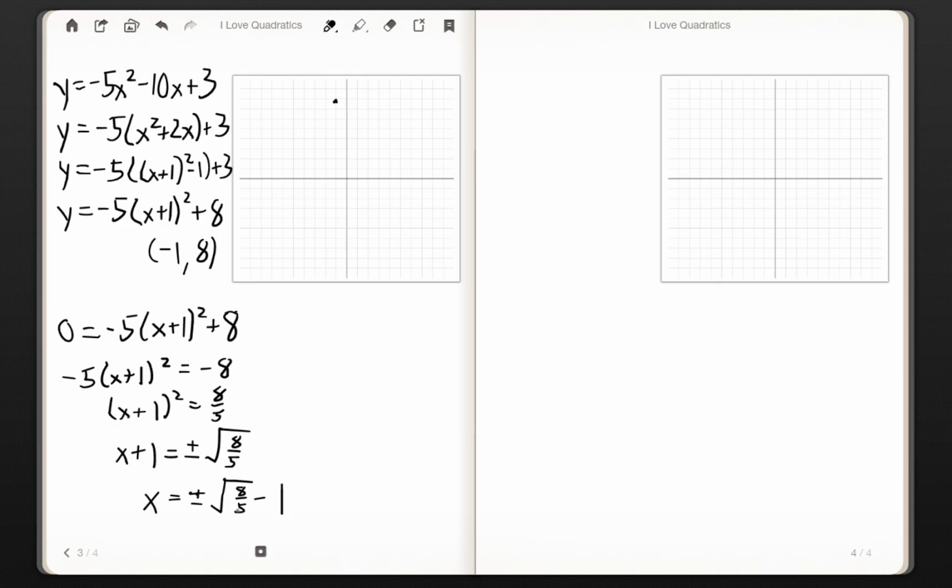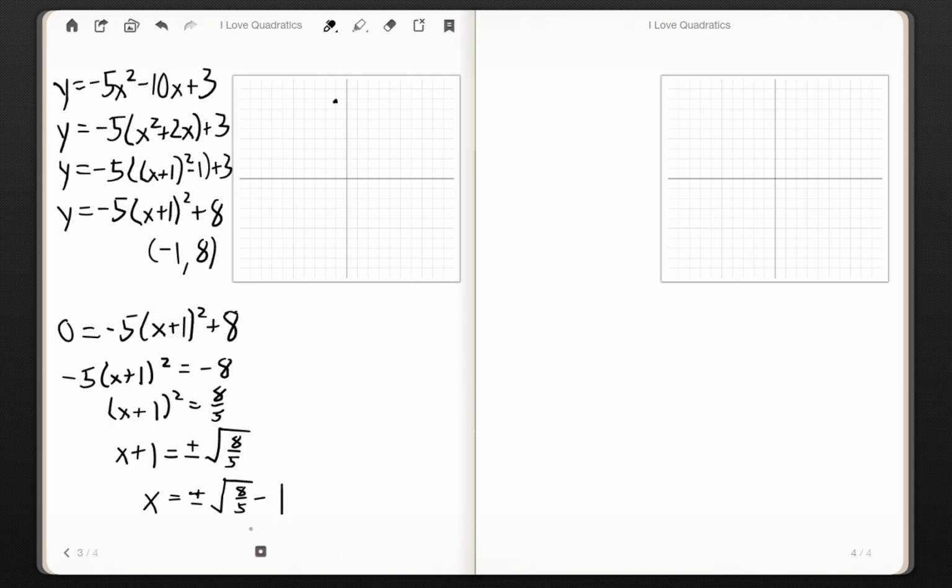So our two roots are square root of 8 over 5 minus 1 and negative square root of 8 over 5 minus 1. We obviously couldn't get those by factoring because we have a square root here, which you can't get by factoring. So it is a real root, just to make sure the terminology is clear. This is a real root because there's no imaginary numbers, but it is not a rational root. It has a square root, which makes it irrational.